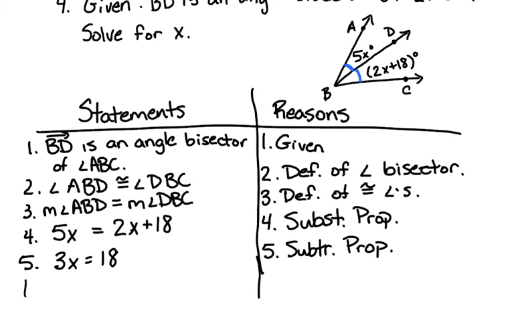Now the next statement is our last one, because after this we've solved for x. Divide both sides by 3, we get x equals 6. So we use the division property. And we are done. So we solved for x using that information that we had from the beginning, that ray BD is an angle bisector, and we used our diagram to figure out what x is equal to. That's all I have for you in this section. We are done with it. I'll see you guys all in class.